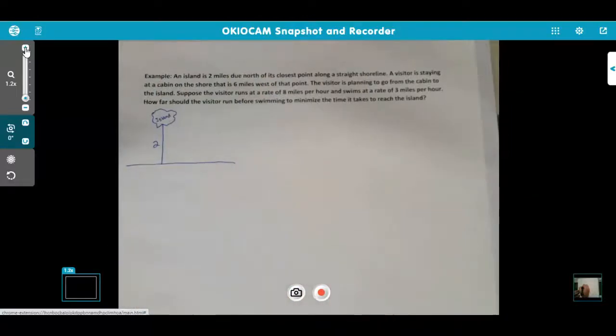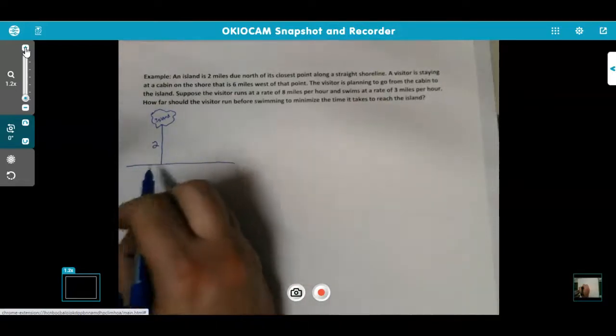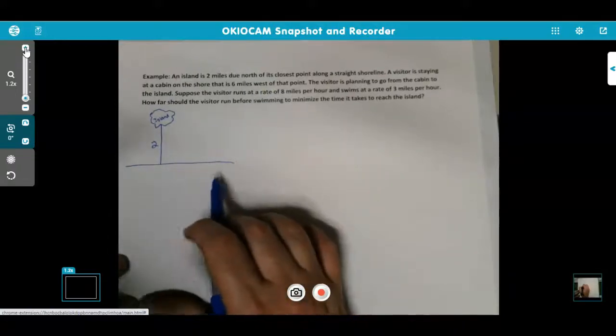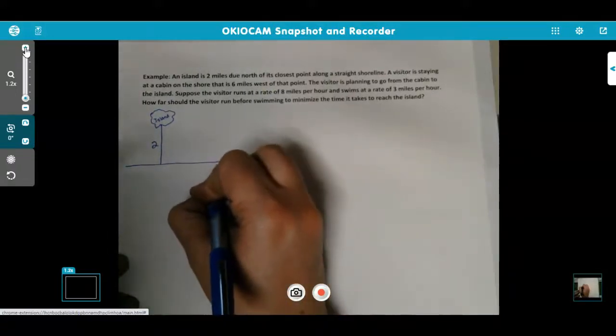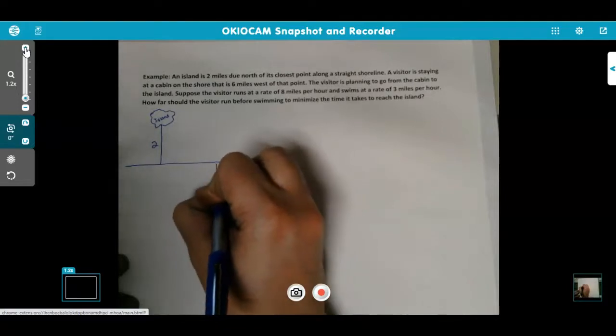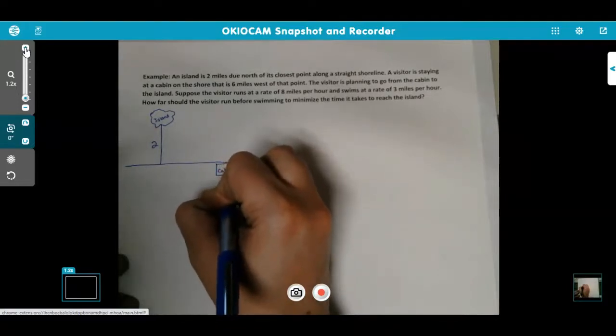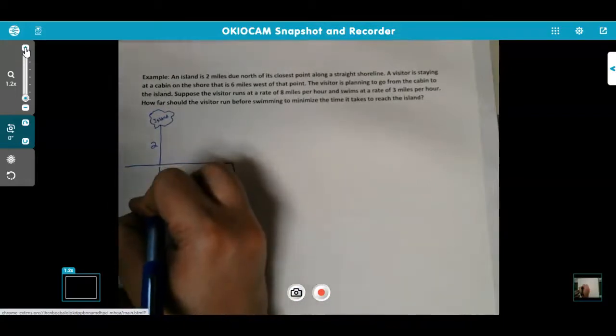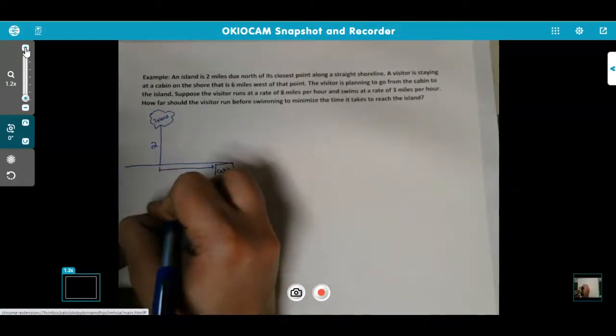A visitor is staying at a cabin on the shore that is 6 miles west of that point. I should have drawn more land over here. It doesn't really matter. For the sake of this, I'm going to draw it over here, but like I said, it doesn't really change anything. This is my cabin. And we know it is 6 miles for this whole thing. This whole thing is 6.